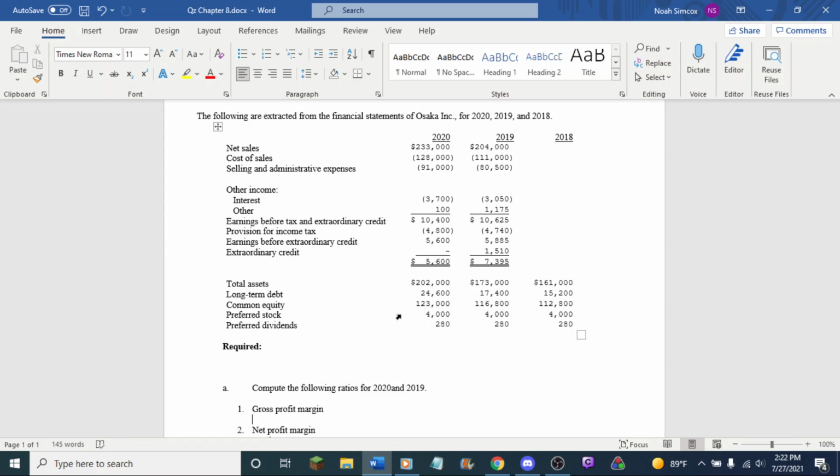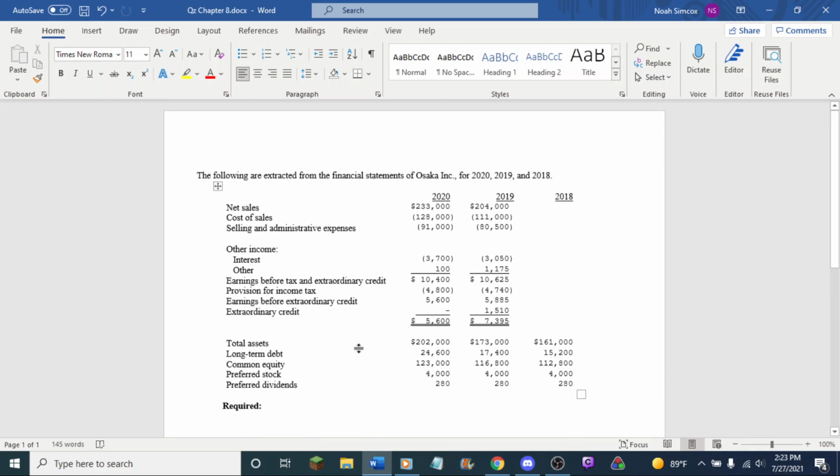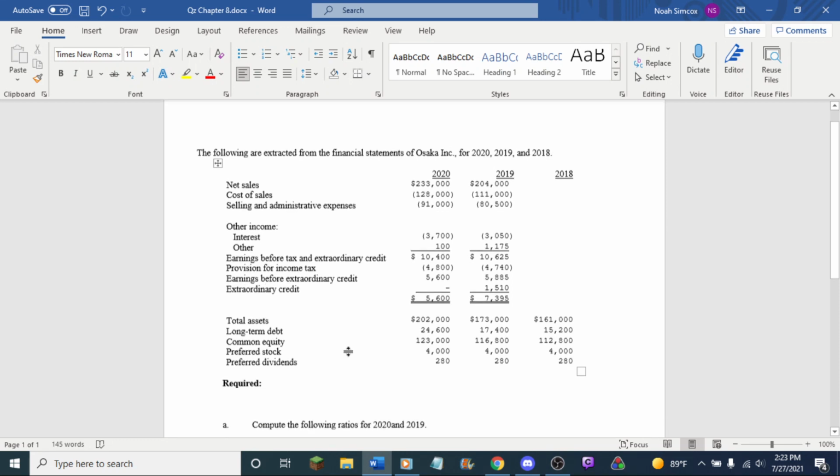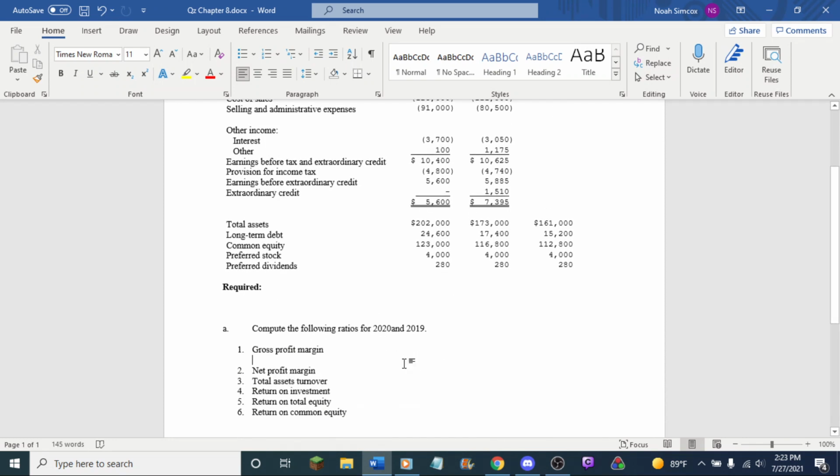Let me just look. Gross profit over net sales. Okay. Gross profit. What is gross profit? Oh, okay. So, gross profit is equal to net sales... What do they do? Oh, come on. You have to do it for both years? You gotta be kidding me. Come on. All right. 2019 and 2020.